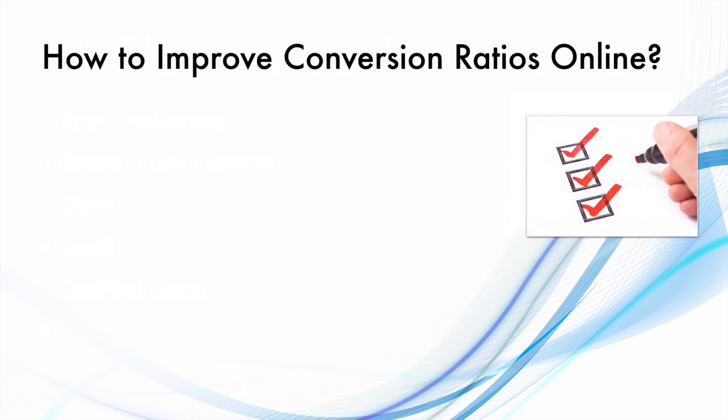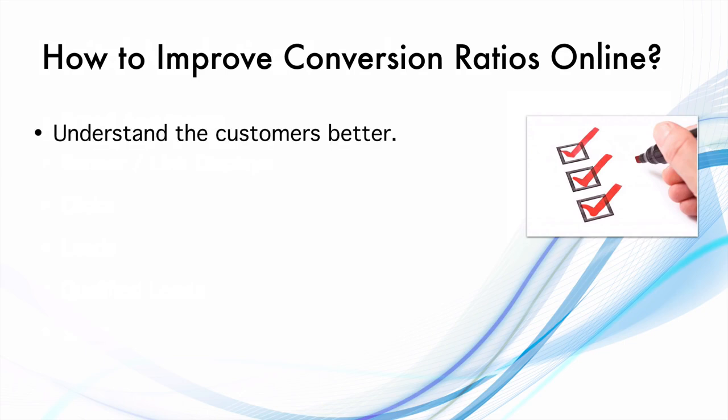So how do you improve conversion ratios online? First, you have to understand the customers better. That is one of the most important aspects of improving conversion ratios, because if you are marketing in a way that is not connecting with your audience or customers, then they will not respond to your ads, they will not read your emails, and they will not click your links. That is one of the most important things which many people forget, because I would say that digital marketing is more about marketing than about digital.